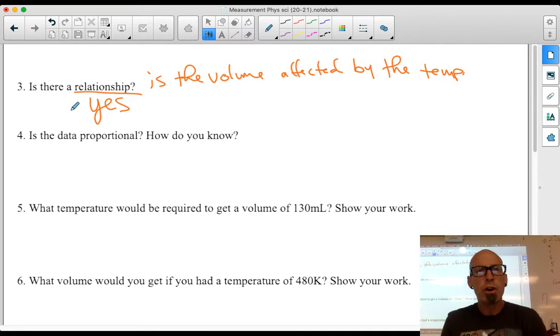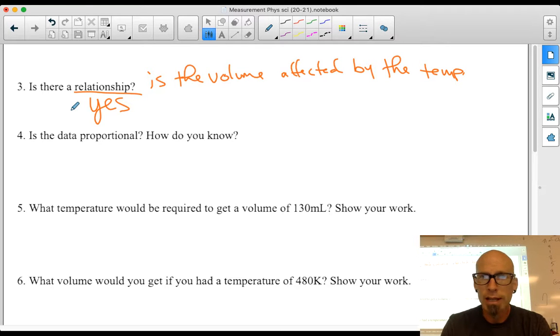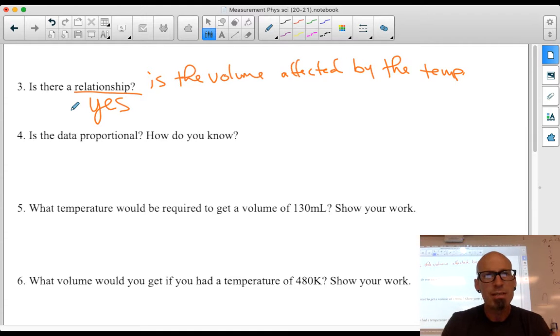You could say that the volume gets bigger as the temperature gets bigger. You could say that the line has an actual slope, like it's not horizontal. The line is sloped. It doesn't have to be a straight line. A straight line doesn't say that there is a relationship. Horizontal can be a straight line, but that's no relationship. So the kinds of things you could use to answer this question is that the volume is affected by the temperature, the volume got bigger as the temperature got bigger, or the line has a slope to it. Any of those things would be a good answer for this question.